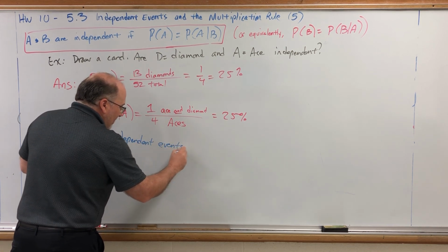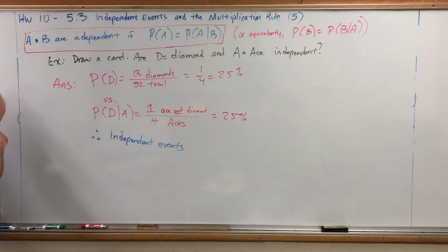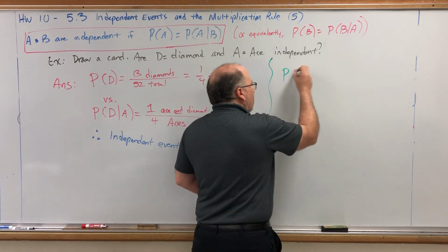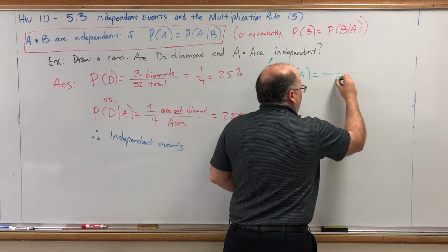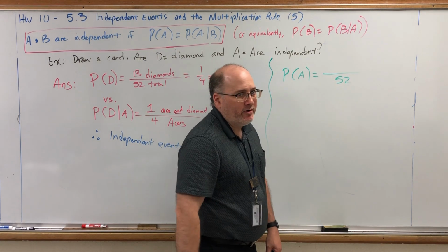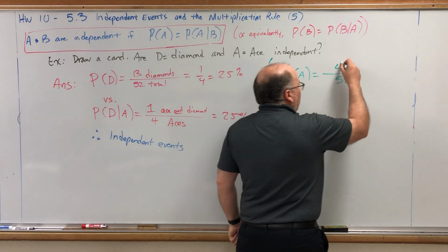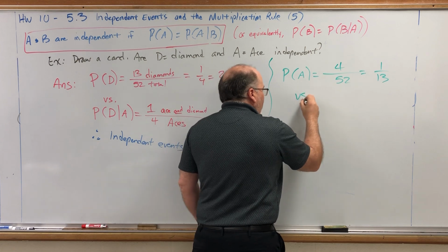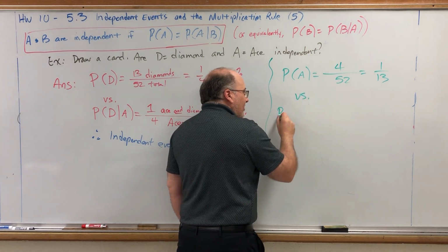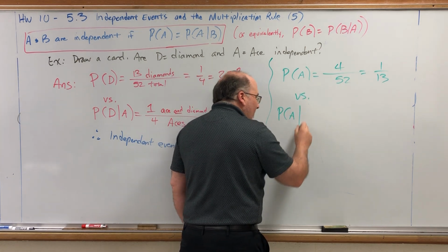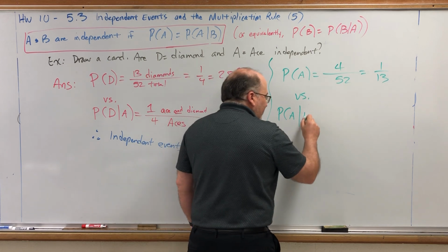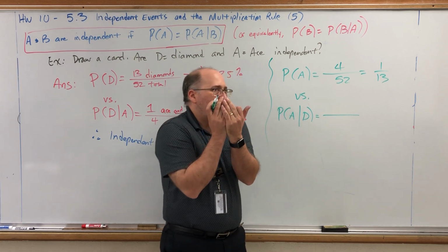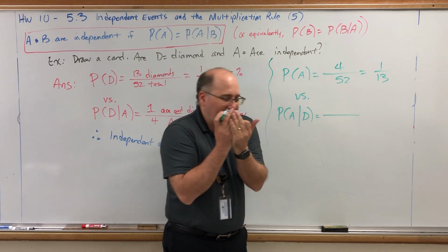And it really wouldn't have mattered which one we looked at first. If you had decided, let's look at the aces first. Out of all 52 cards, how many aces are there? 4. 4 out of 52 will reduce to 1 over 13. But if we want to check for independence, we have to recalculate the probability of an ace, but now we have to impose the condition that it's a diamond. What's the probability my card is an ace? 1 out of 13. Oh, by the way, it's a diamond.